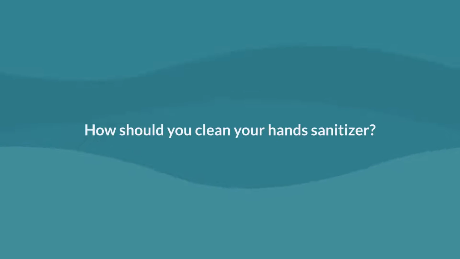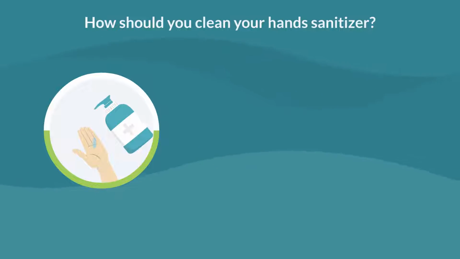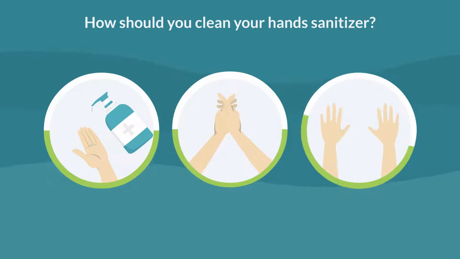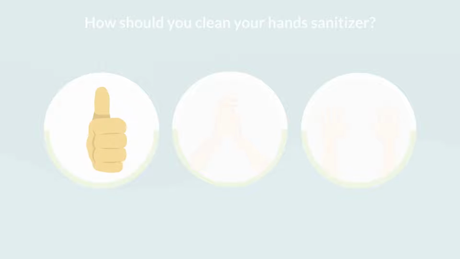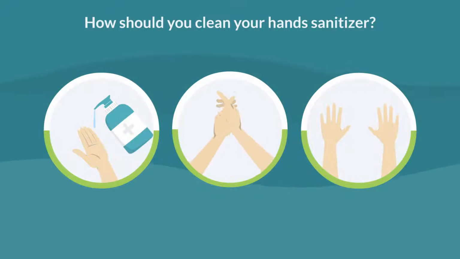How should you clean your hands with sanitizer? Put the hand sanitizer on your hands and rub your hands together. Cover all surfaces until your hands feel dry. This process should take around 20 seconds. Thumbs, fingernails, and fingertips are most often missed by healthcare providers when using alcohol-based hand sanitizers.